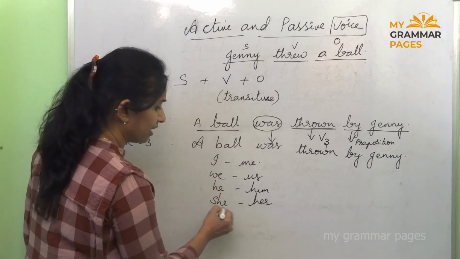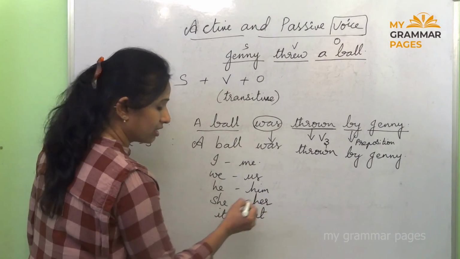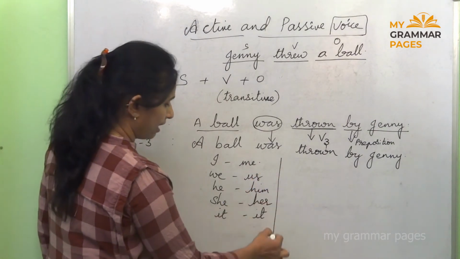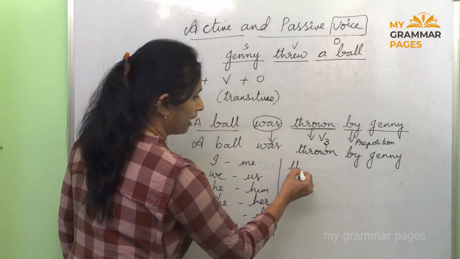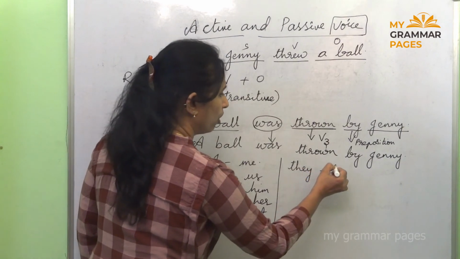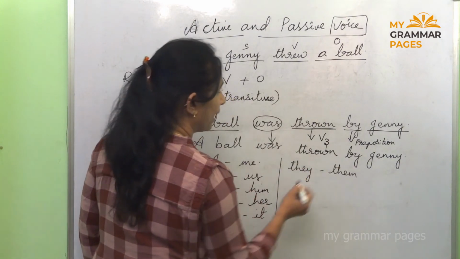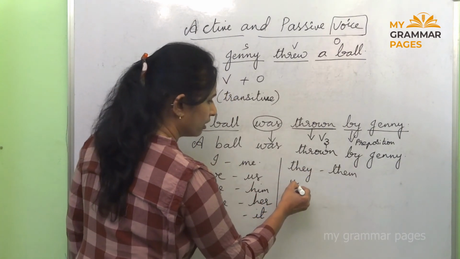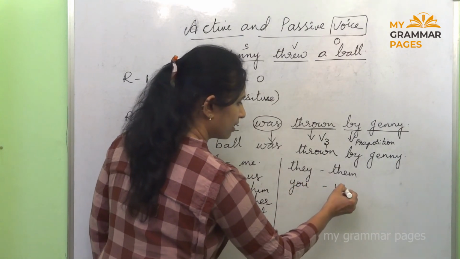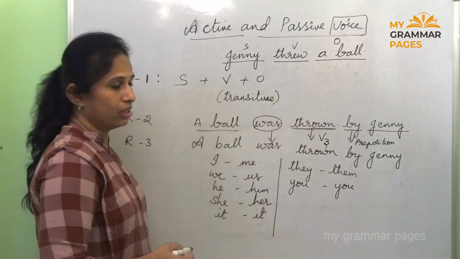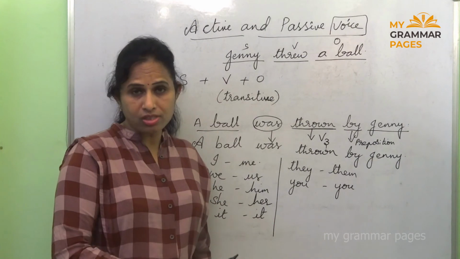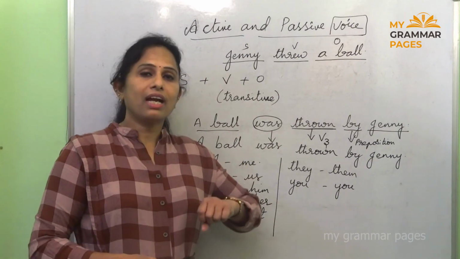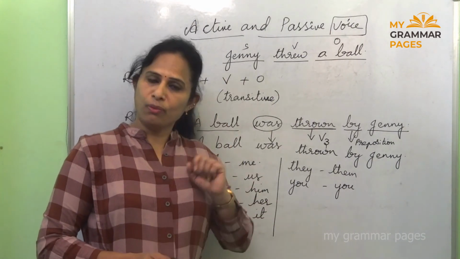If you take it, it will not change. It remains constant. In the same way, if you take they threw the ball, the ball was thrown by them. And if you take you, this also remains constant without any change. So these are the basic rules for a sentence to be converted from active voice to passive voice.